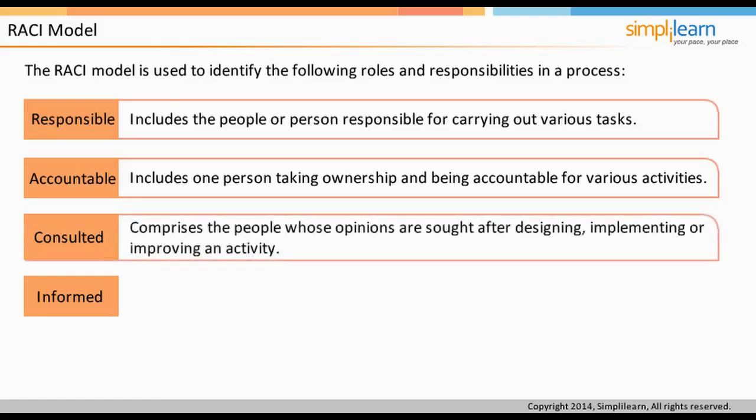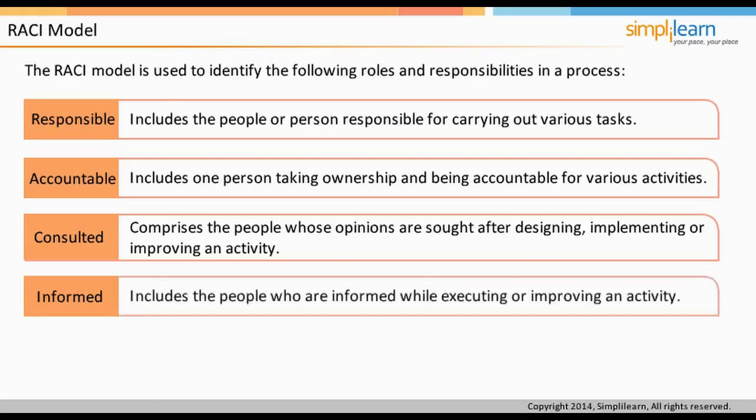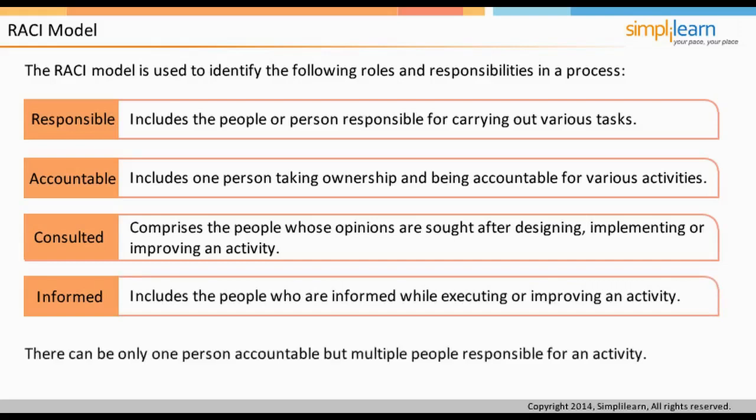Consulted refers to the people whose opinions are sought after designing, implementing, or improving an activity. These people are expected to have an influence on the activities in the process. Informed refers to the people who are informed while executing or improving an activity. There can be only one person accountable, but multiple people responsible for an activity. In the next screen, we will focus on an example related to the RACI model.